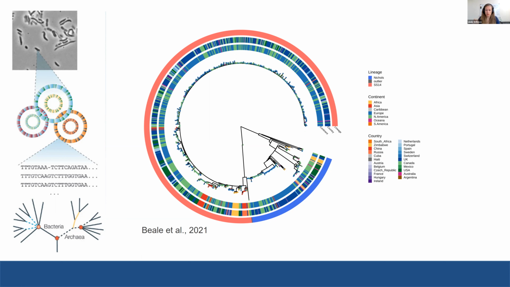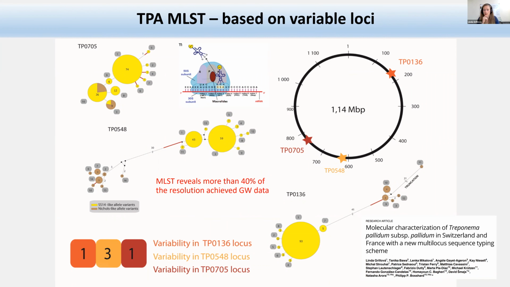So this was something that we wanted to see also in MLST. We chose 2 variable loci, 136 and 548, that were able to distinguish between SS14-like and Nichols-like strains, as you can see here. And then we also chose the 705 locus that is not able to distinguish between Nichols-like and SS14-like strains, but is able to reveal several sublineages within SS14-like strains. That was really important for us.